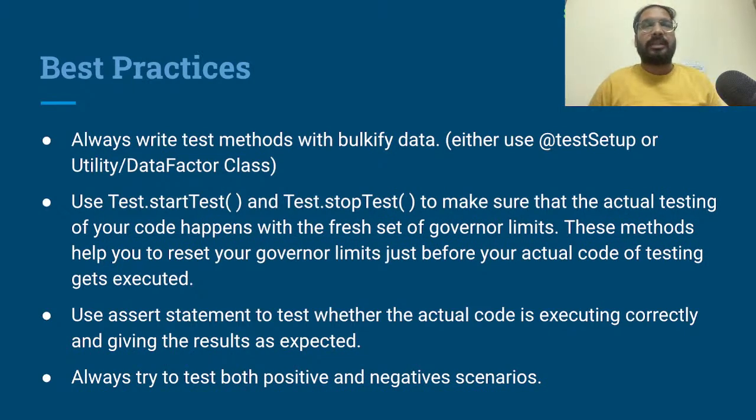And you can use Test.startTest and Test.stopTest to make sure that the actual testing of your code happens with a fresh set of governor limits. So these methods help you reset your governor limits just before your actual code gets executed, right? For each test method, you can use this pair, and use assert statements to test whether the actual code is executing correctly and giving the results as expected.